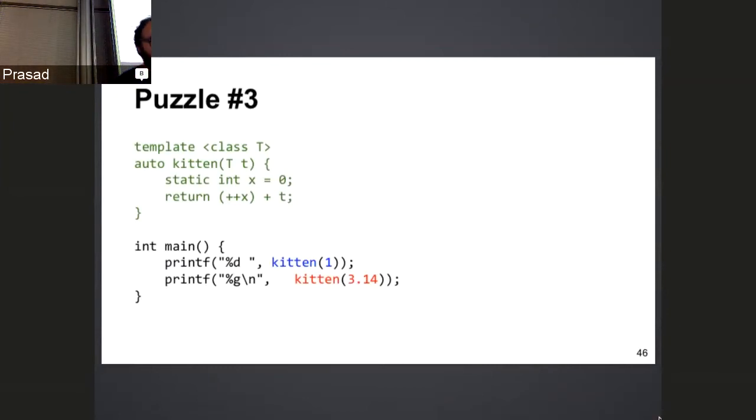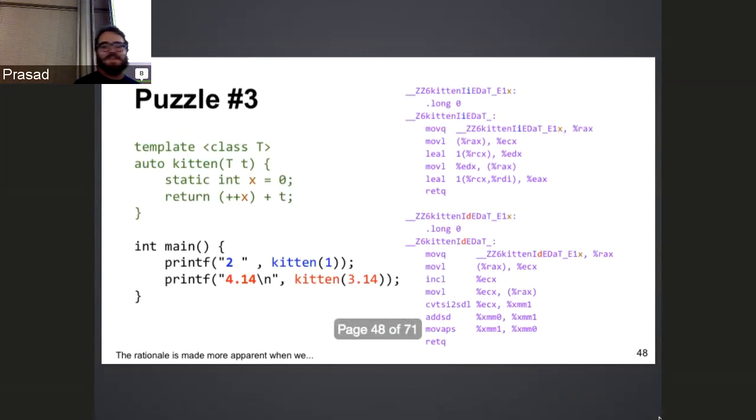Here I have a template function. It's called kitten. It has a local static variable called x. And again, it's returning x plus x, plus its argument. But it's now a template. So if I print kitten of 1, it's going to give me, let's see, 2, right? And then if I print kitten of 3.14, what does it give me? 4.14, right, excellent. Doesn't give me 5.14, why didn't it do that?